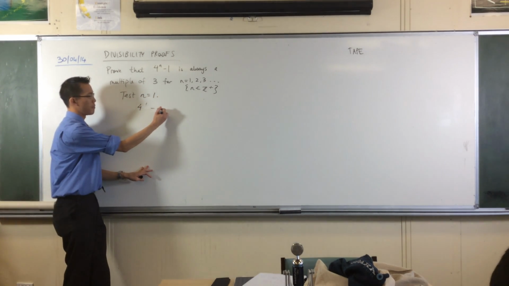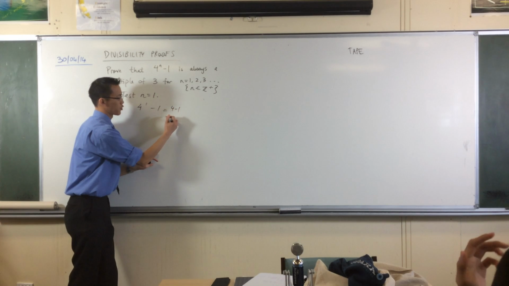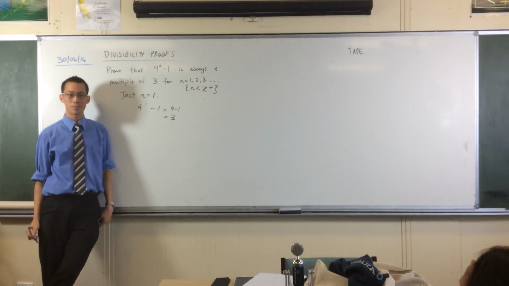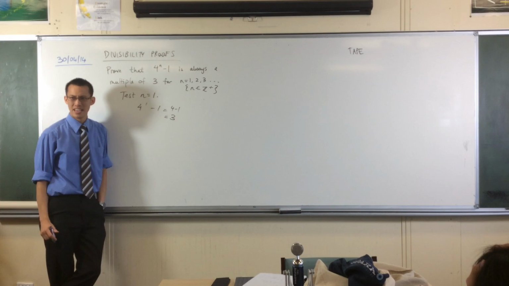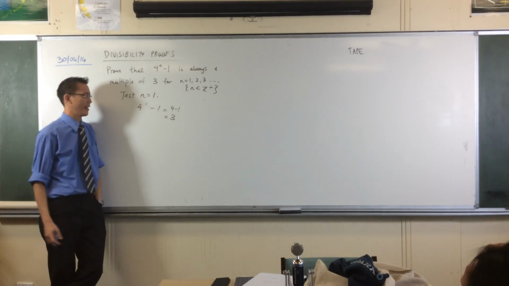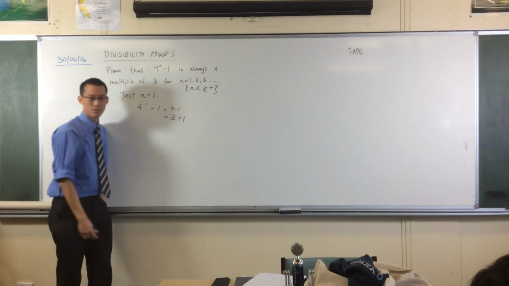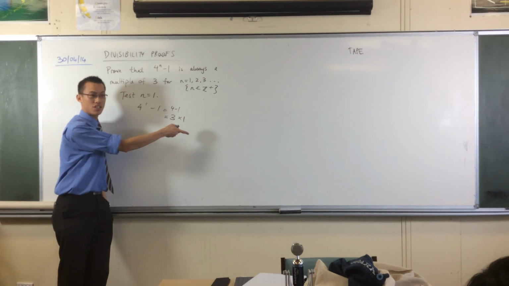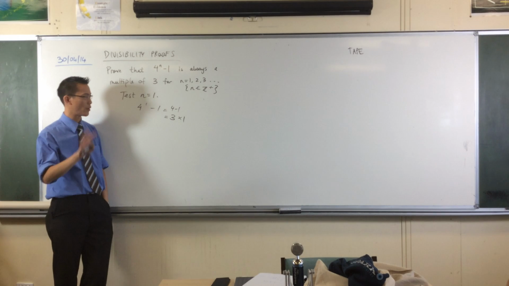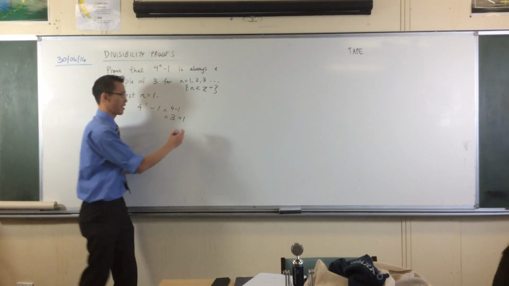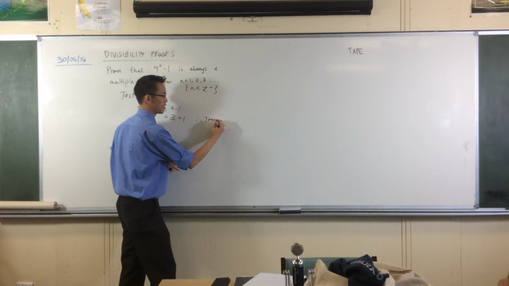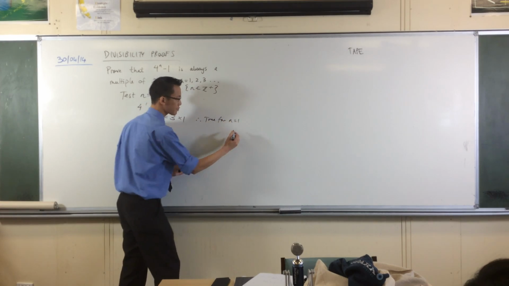4 to the power of 1 minus 1 is 4 minus 1, which is 3, okay? Great. If you really wanted to make it super obvious, by the way, that this is, true enough, a multiple of 3, you'd say it's 3 times 1, because it's 3 times an integer. That's what makes it a multiple. Anyway, it's evidently true, okay? It's true for our first allowable value.